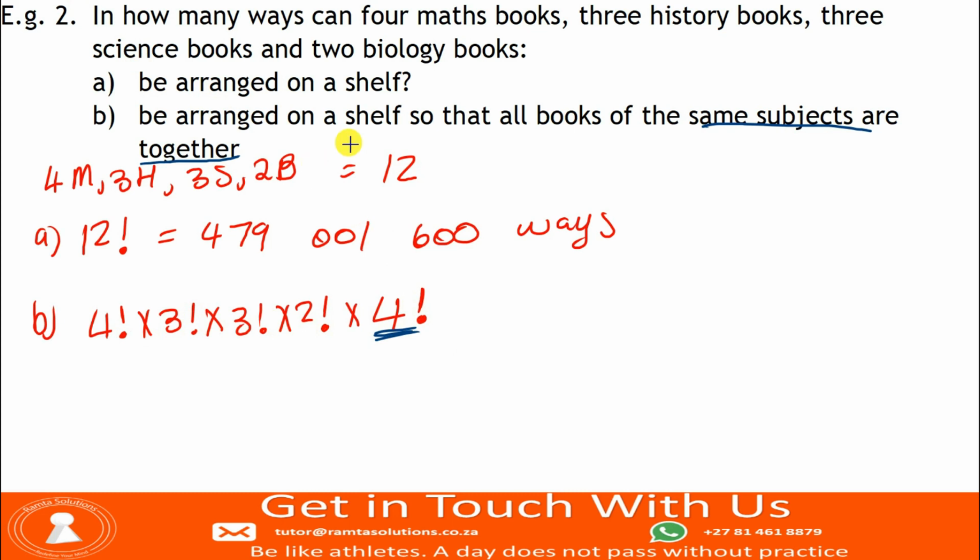Okay, perfect. So let's get our answer. It is 4 factorial times 3 factorial times 3 factorial times 2 factorial times 4 factorial, which is 41,472 ways. So when we want to arrange books of the same subject together, we have 41,472 ways.